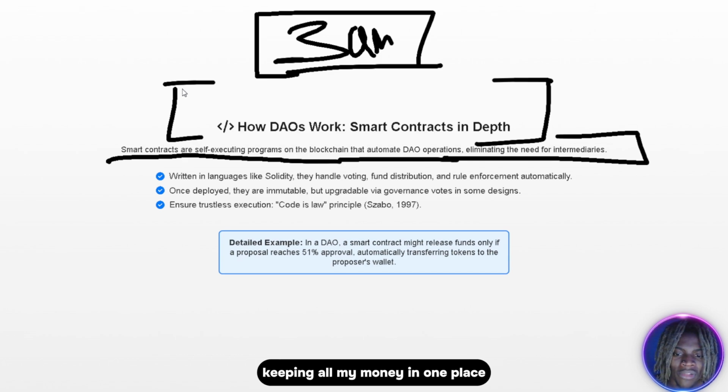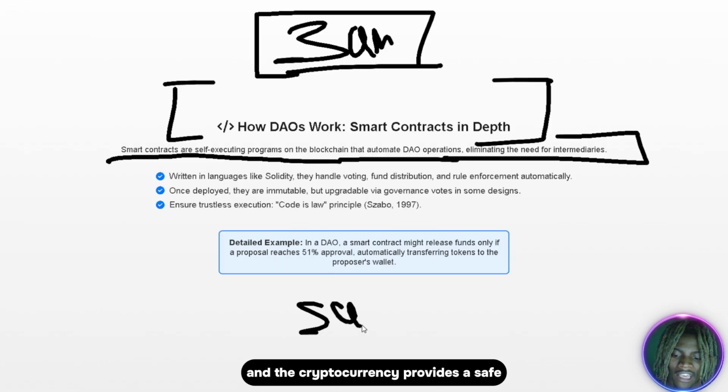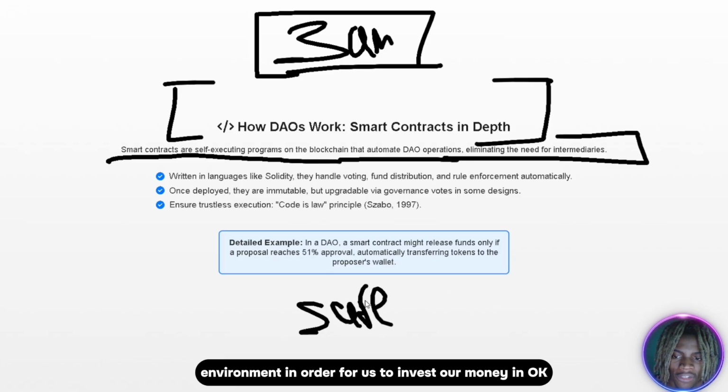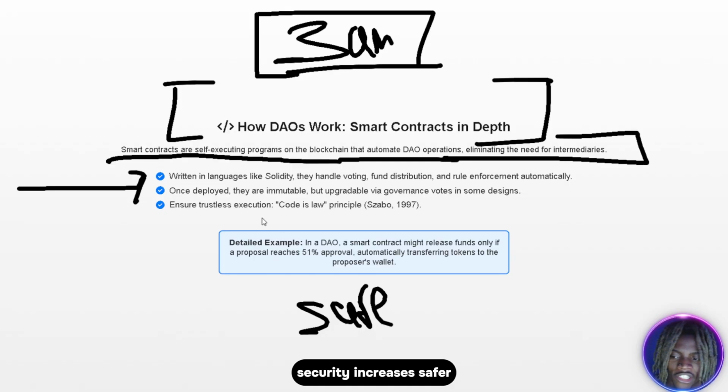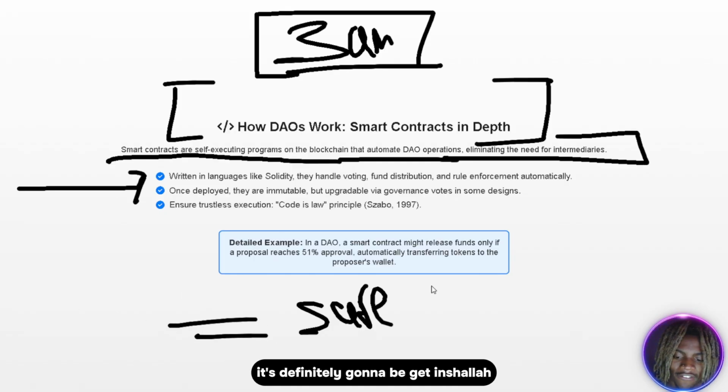Not keeping all my money in one place, distributing your funds, is going to be an extremely smart way to make sure that you're always safe. And cryptocurrency provides a safe environment for us to invest our money in. And especially over time, as laws get passed and security increases, the safer it's definitely going to get, inshallah.